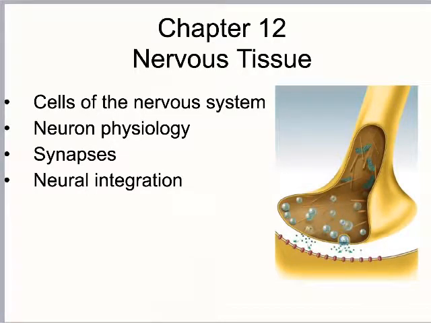Okay, so chapter 12 is nervous tissue. So it goes over basically the cells of the nervous system, neuron physiology, what happens at synapses, and how neurons are integrated.